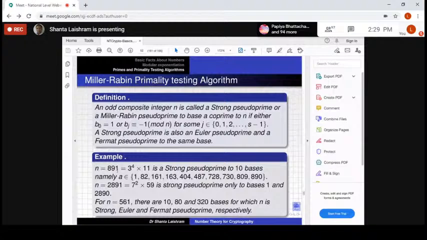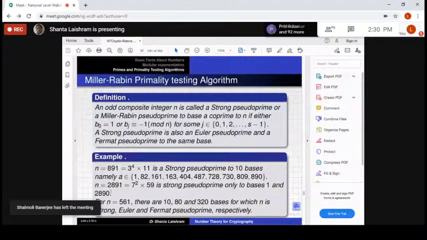So let's look at this example. N equal to 891. You can write it as 3 power 4 times 11, and this is actually a strong pseudo prime to 10 bases. So for a equal to 1, 82, 164, and so on, 10 bases, N is a strong pseudo prime. Basically, you factor n minus 1 and form this b_0, b_1. So either b_0 is 1 or there will be some j such that b_j is -1.